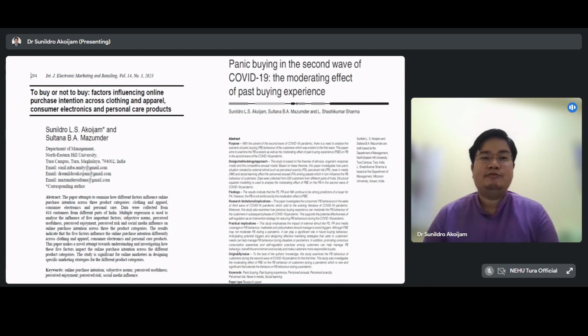On the left hand side, you see a journal published by Science, the International Journal of Electronic Marketing and Retailing. When you see this abstract, you will find that it is normally written in the form of a paragraph, and that too within the word limit. This is the first type of abstract.